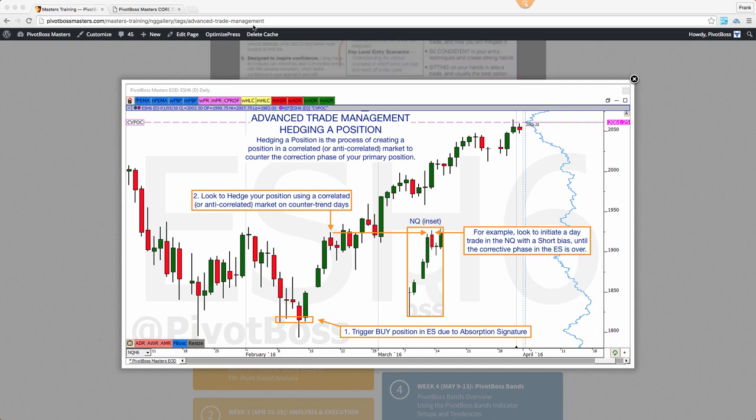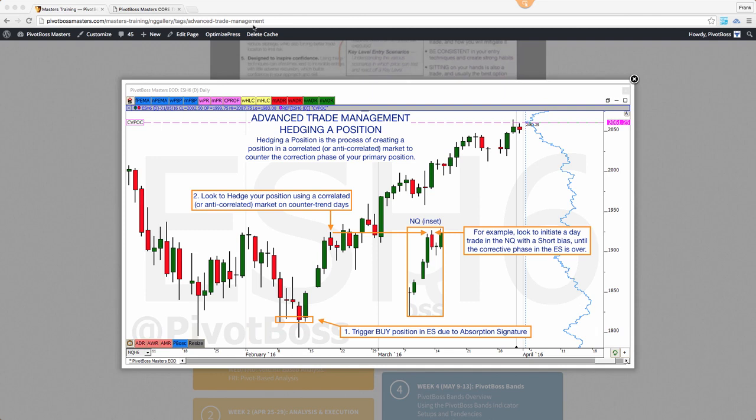So that's the primary idea, right? When you get long and you're looking to hold for a day or two or three or longer, instead of enduring those pullbacks that are inevitable at times, you get into a correlated or anti-correlated asset, as I say, and take advantage of that counter-trend move by shorting that asset. Now, I mentioned correlated because the NQ and the ES are seen as correlated for the most part. Now, they can become more anti-correlated at times, but for the most part, they're correlated assets.